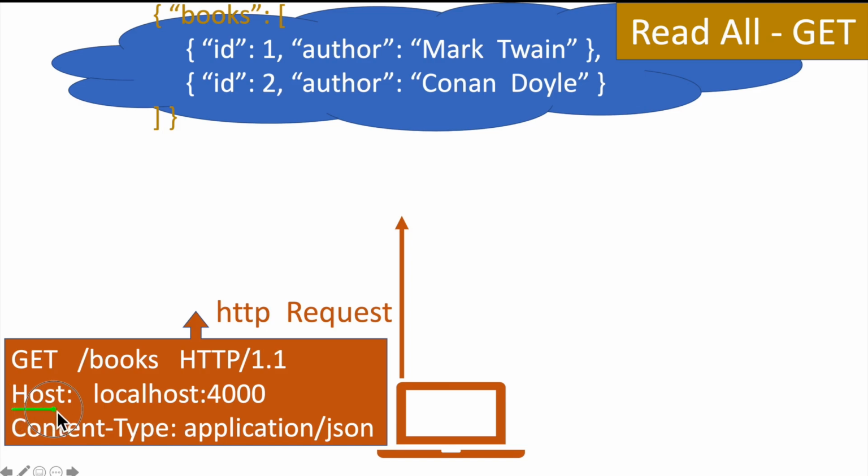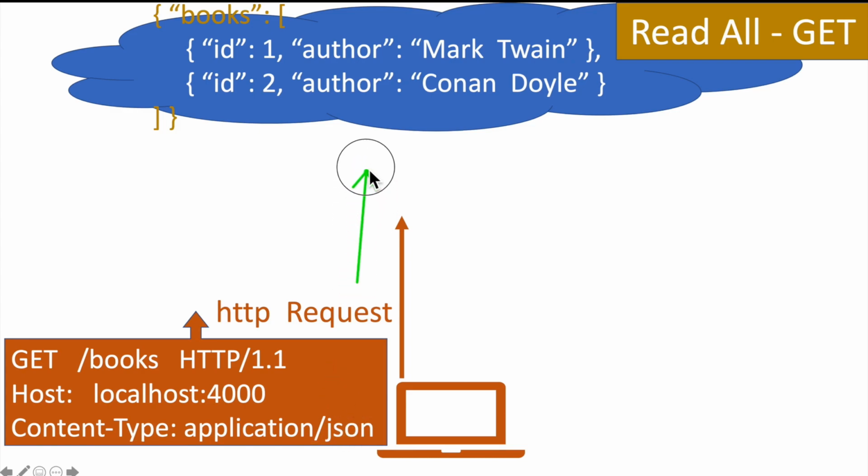And next we have a header field called Host, where we specify localhost:4000, assuming that our API is running on localhost:4000. And below that we have a second header field called Content-Type, and we specified the value application/JSON, indicating that we want to communicate in JSON.